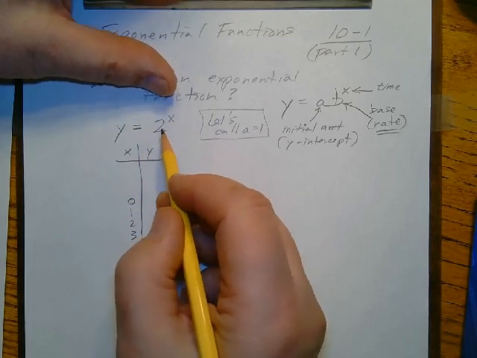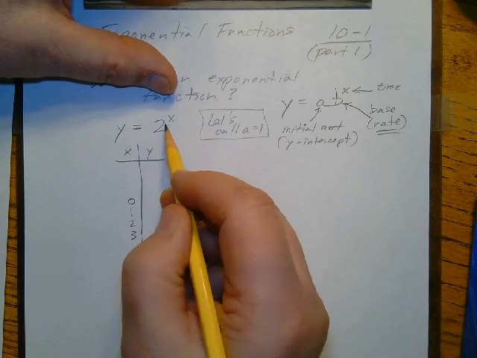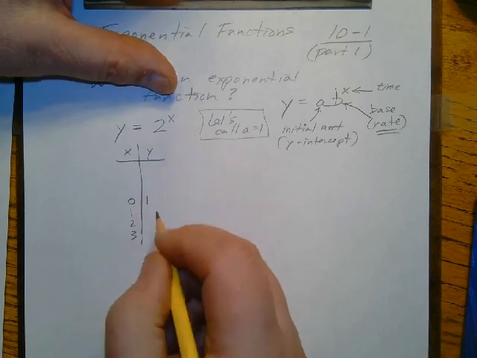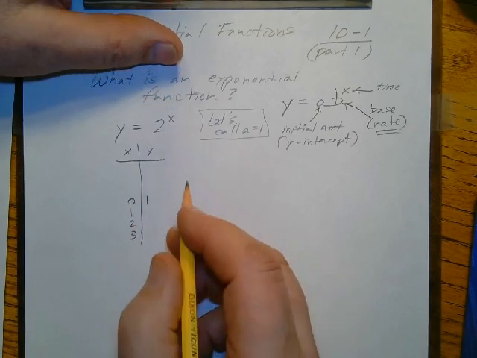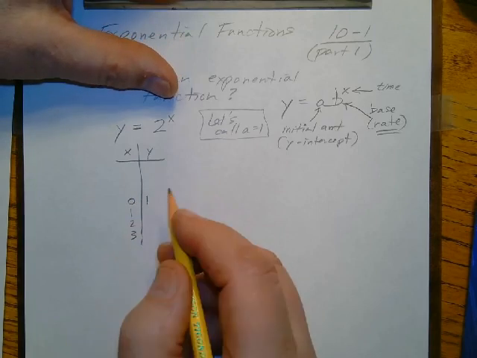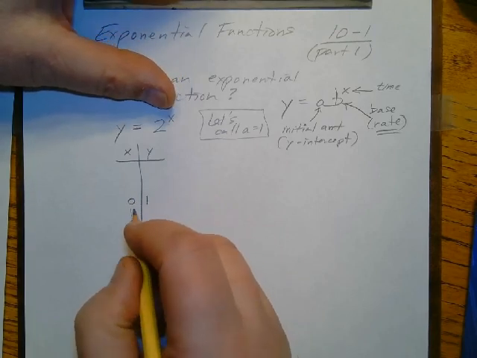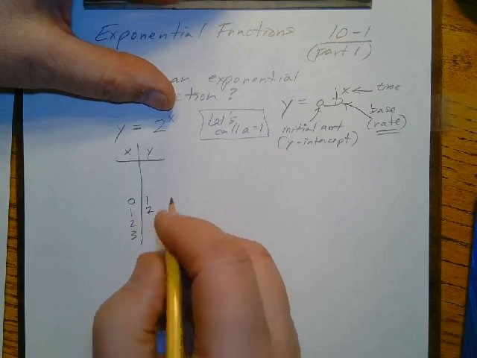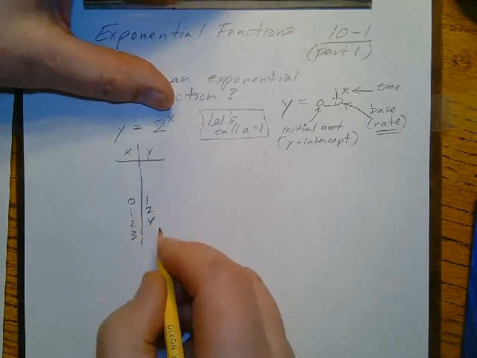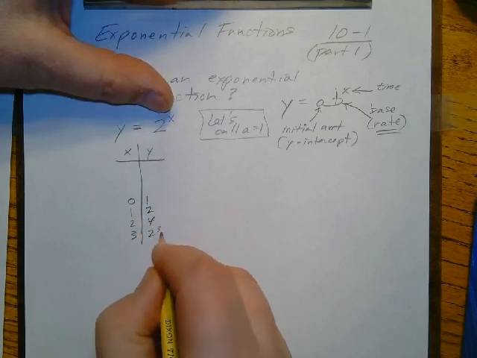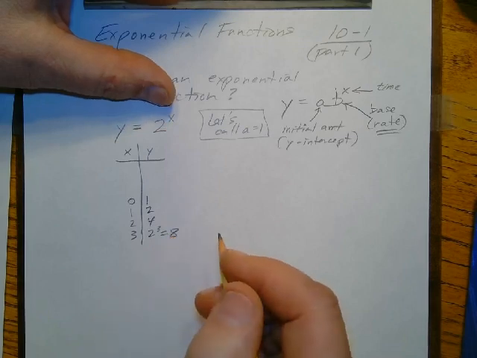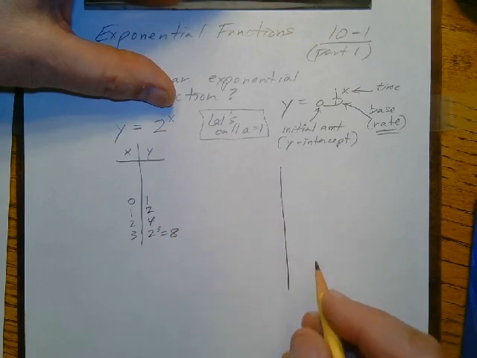All right, 2 to the 0 is 1. Anything to the 0 is 1, and that's significant because that always happens. When you raise something to the 0, you get a 1. 2 to the 1 is 2. 2 to the 2 is 4. 2 to the 3 is 8. Let's see what the graph is starting to look like here.